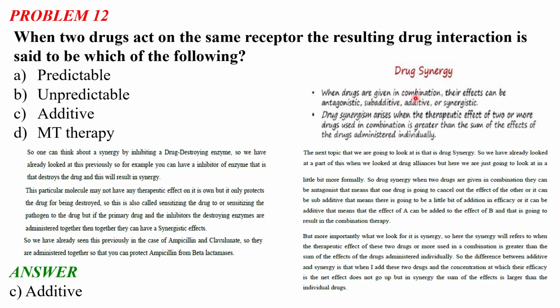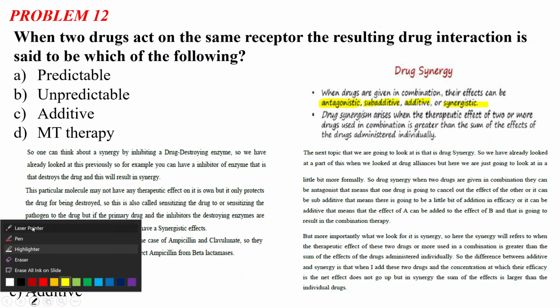When drugs are given in combination, their effects can be antagonistic, subadditive, additive, or synergistic. Drug synergism. These four terms are very important. One is antagonistic. I think you know what an antagonist is, we have already discussed it. This can be subadditive, additive, or synergistic. Drug synergism arises when the therapeutic effect of two or more drugs used in combination is greater than the sum of the drugs administered individually.